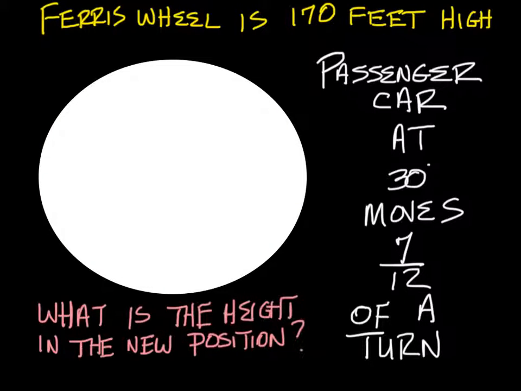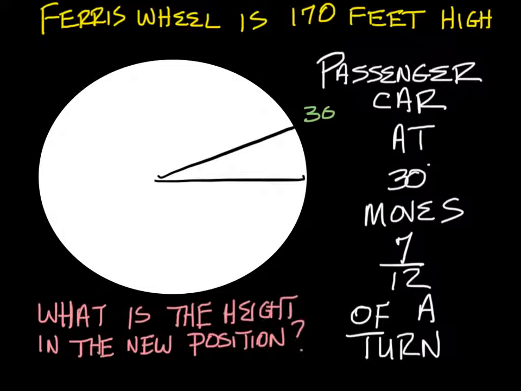For example, in Lesson 1, a Ferris wheel is 170 feet high. A passenger car starts at 30 degrees, which would be right here, and then it moves 7/12 of a turn. You should know from the stuff we did with the unit circle before in terms of degrees and then finding the radian value that's equivalent to them, that the circle was marked off in 24 sections. Well, in this case, you're looking at 7/12.